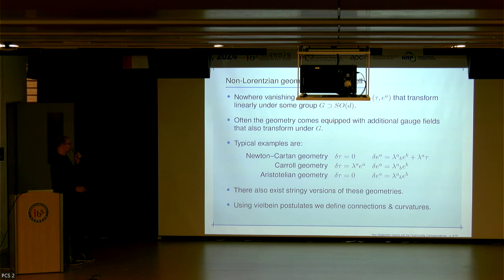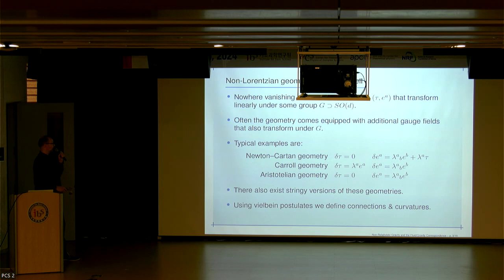There are additional fields, which you can think of as gauge fields. We'll see later exactly what we mean by this. The group G also acts on those fields. This is what makes it a little bit more difficult to classify these spacetimes, because it's quite difficult to classify this particular aspect of them. But if we just focus on the vielbein, there are essentially three different flavors of non-Lorentzian geometry.